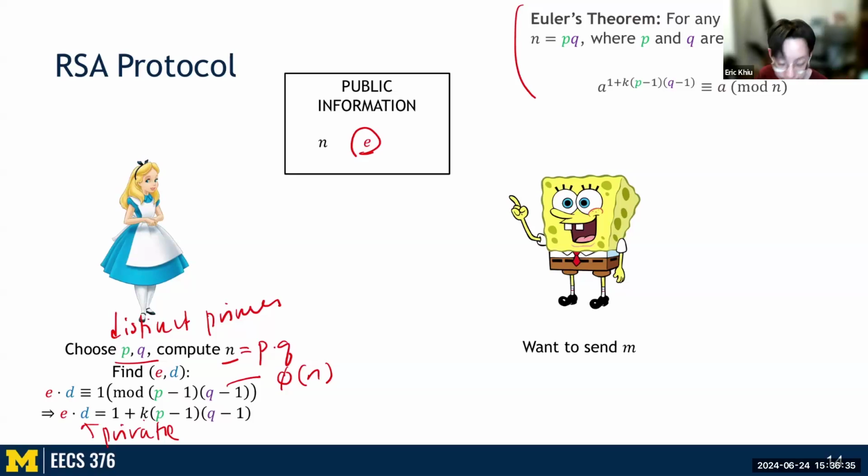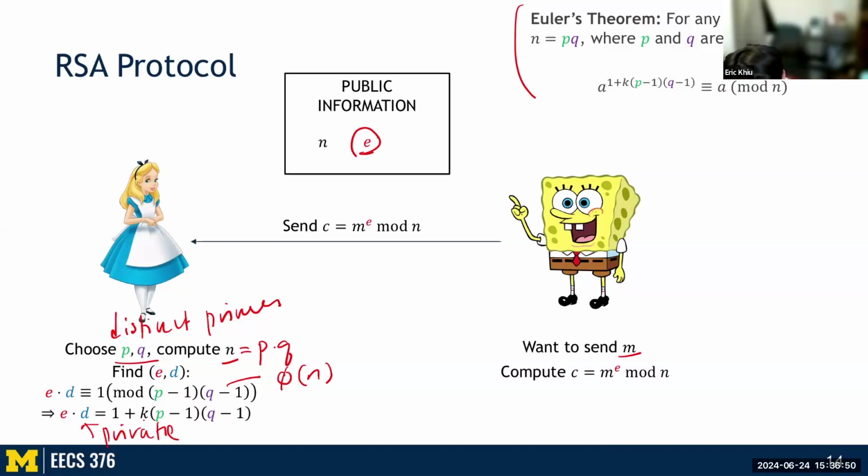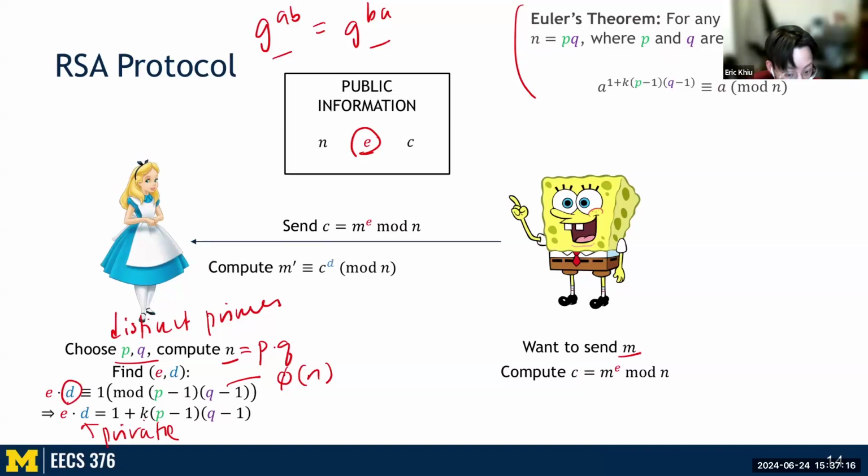Now Bob wants to send the message, and he computes the ciphertext by raising the message to the public key E mod N. He's gonna send this to Alice. Here's where you can see a very similar idea to Diffie-Hellman, where we have G to the AB equals G to the BA. Now Alice is gonna decrypt the message by raising the ciphertext to her own private key D. So she's gonna raise C to D mod N.